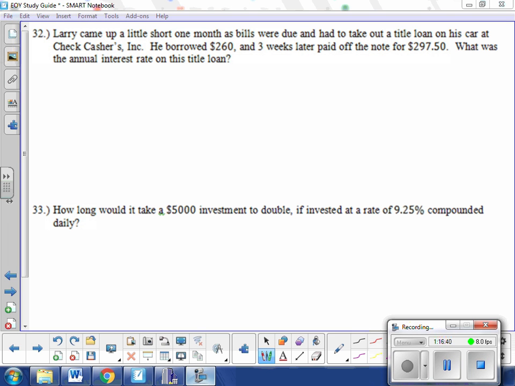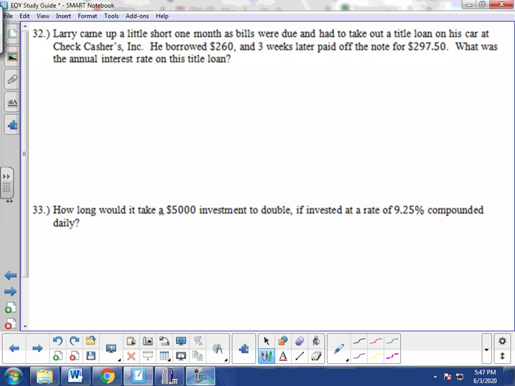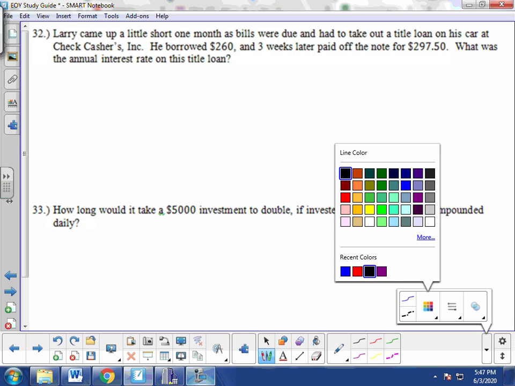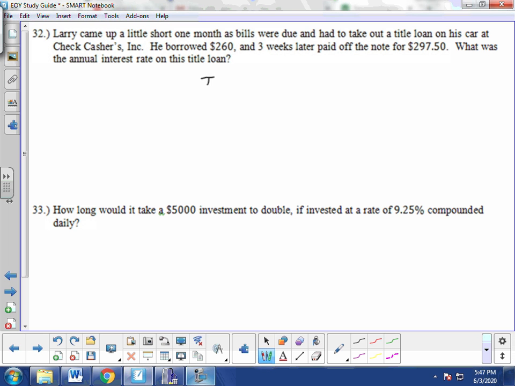He borrowed $262 and 3 weeks later paid off the note for $297.50. What was the annual interest rate on his loan? So this is a simple interest loan. So the interest is the principal times the rate times time. It's simple interest because it's a one-time fee. He borrowed it for $260 and he paid it back for $297.50.